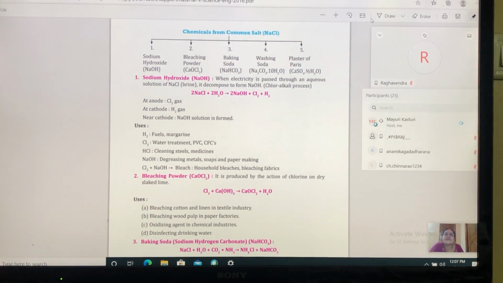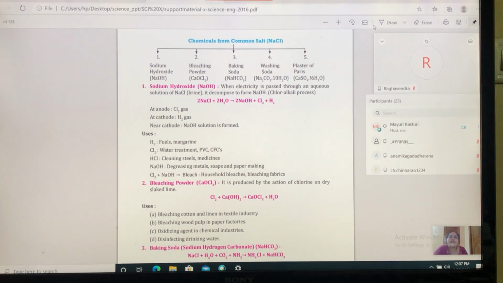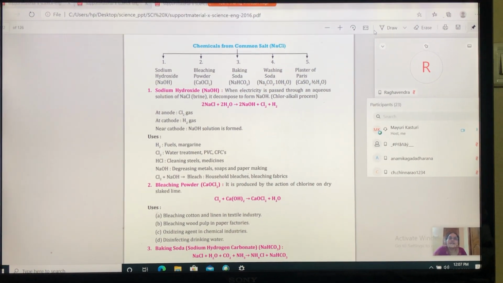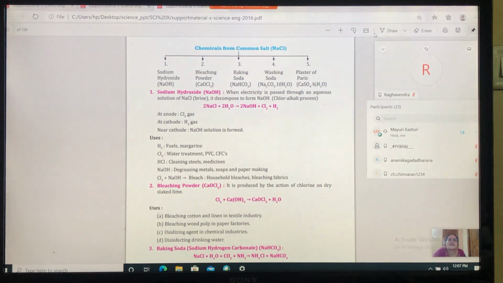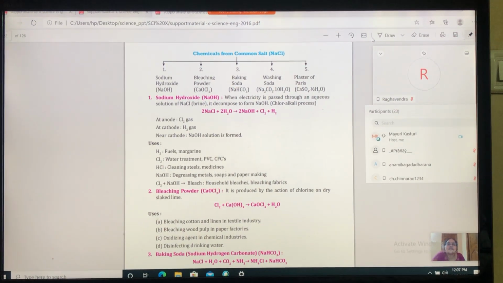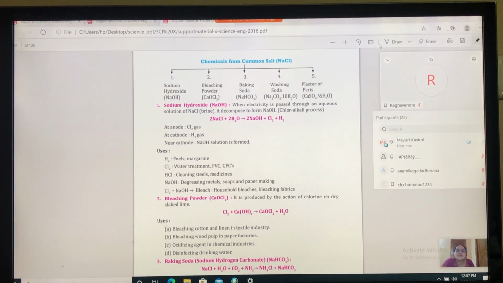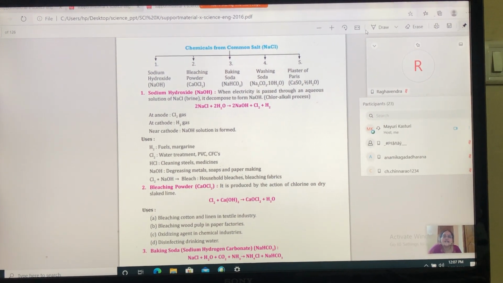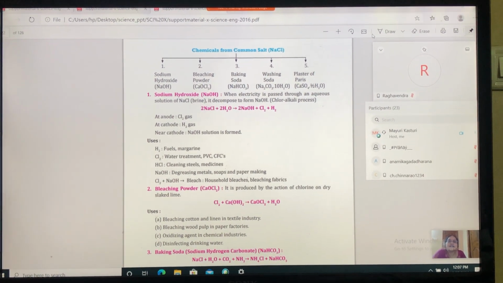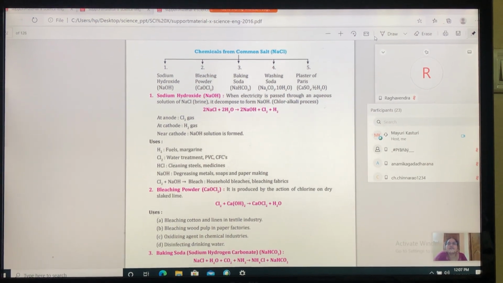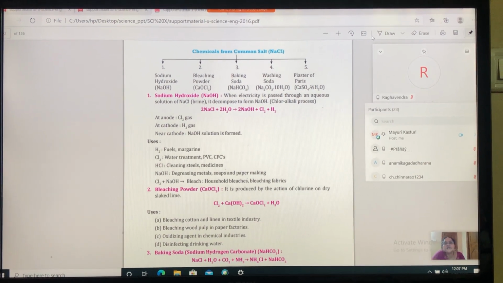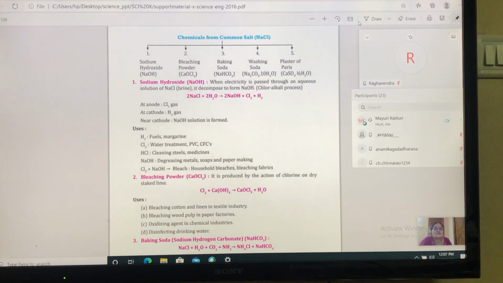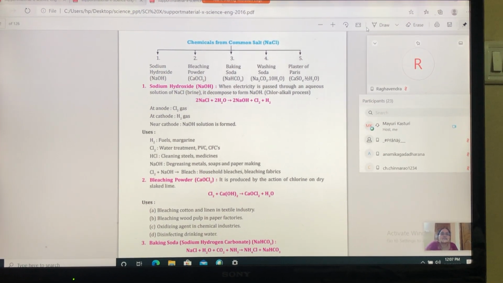See the formula: 2NaCl plus 2H2O gives rise to sodium hydroxide NaOH, plus chlorine gas, plus hydrogen gas. At the anode, chlorine gas is released, and at the cathode, hydrogen gas is released. Near the cathode, you will observe sodium hydroxide solution is formed. So this process is called the chlor-alkali process.